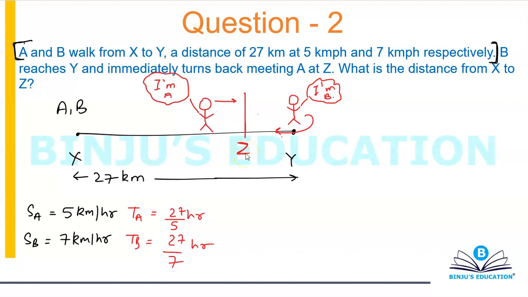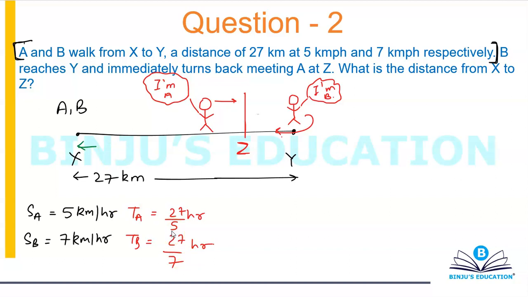So what's the question? The question is, what is the distance from X to Z? This is what I need to calculate. So how can I do that? Let's do one thing. There are a couple of ways of solving this question, and I'm trying to find another way of solving it.